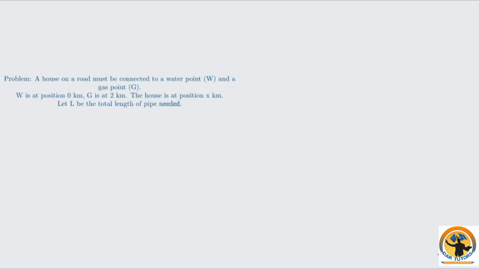A house is to be built along an isolated road. It needs to be connected to a water access point W and a gas access point G. The road is represented by a straight line. W is at position 0 and G is at position 2, both in kilometers. Let the position of the house be x kilometers. Our objective is to find a model for the total length of pipe L in terms of x, and then use it to find the house's position that minimizes this length.